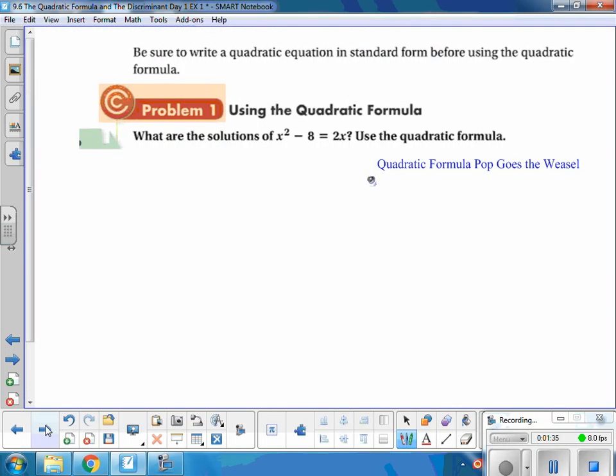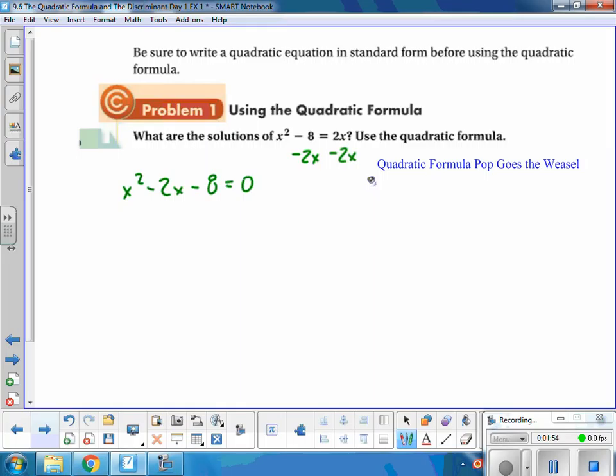Here we've got this equation, x squared minus 8 equals 2x, and I need to get this in a form that I can use. So I'm going to subtract 2x from both sides, so I have x squared minus 2x minus 8 equals 0.